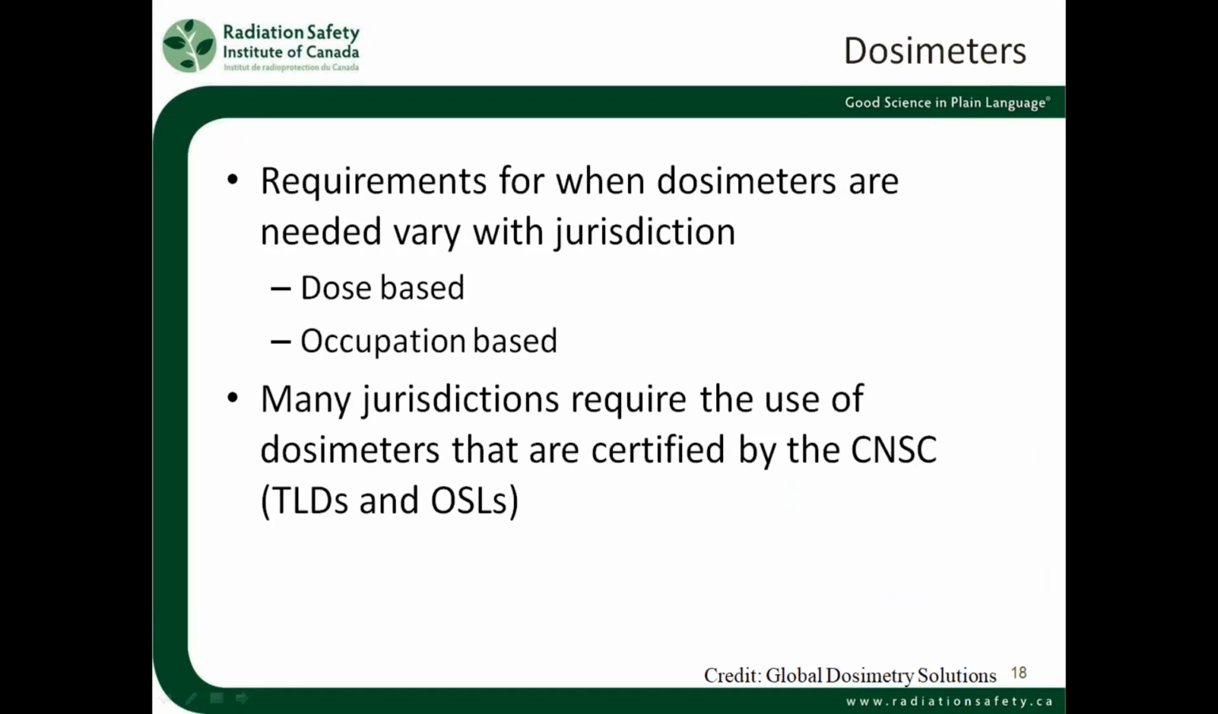Some jurisdictions, some provinces will say that doses are required based on the likelihood of a dose for a particular year. So for example, in Ontario, people need to wear dosimeters if there's a likelihood of getting 5 millisieverts or more. However, other jurisdictions may specify different requirements that are occupation-based. So for example, radiographers in healthcare, although I know this isn't a healthcare talk, but it may specify that radiographers and X-ray technicians in hospitals have to wear dosimeters, or other types of occupations.